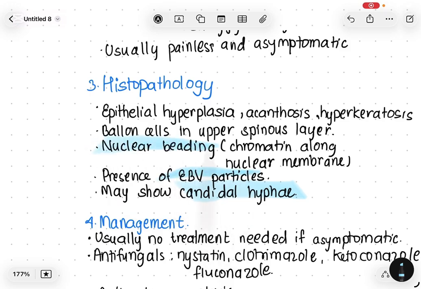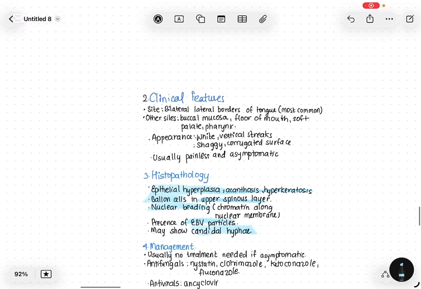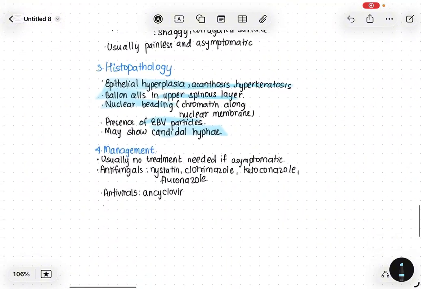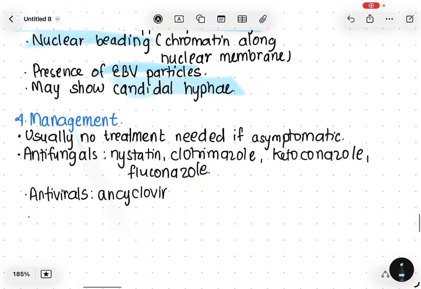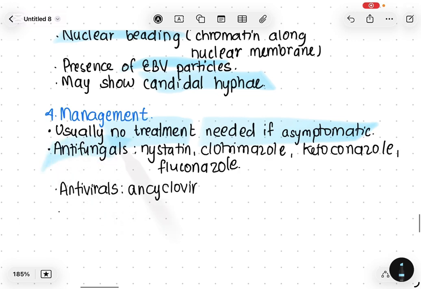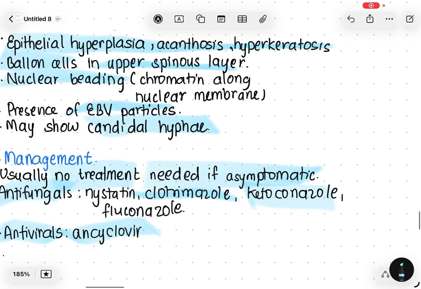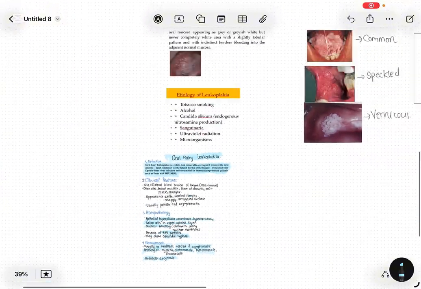So this is all about the histopathology of oral hairy leukoplakia. Now let's move on to the management. Usually there is no treatment needed if asymptomatic. If it is symptomatic, then you can use antifungals and antivirals: clotrimazole, ketoconazole, acyclovir can be used. So that was all about leukoplakia.